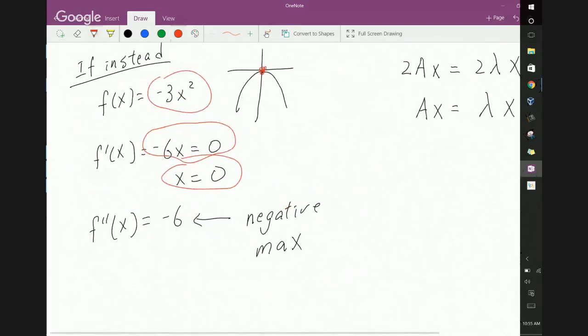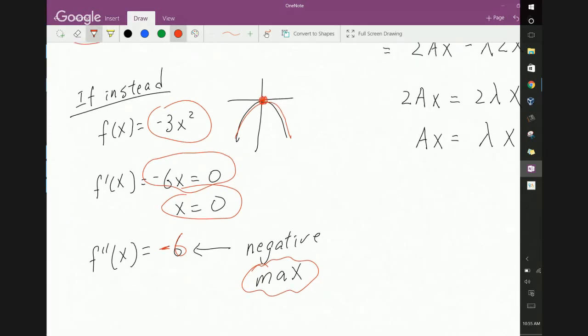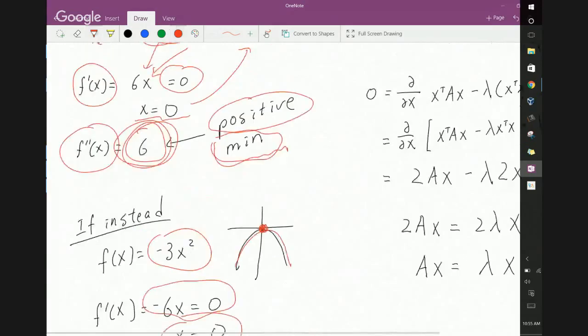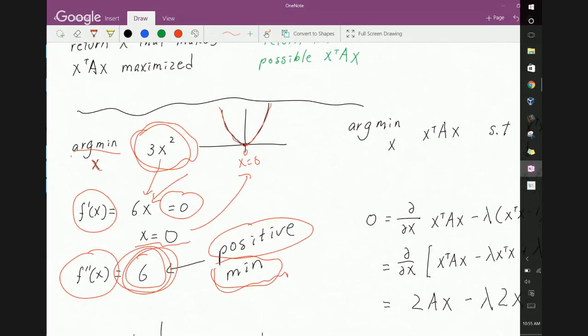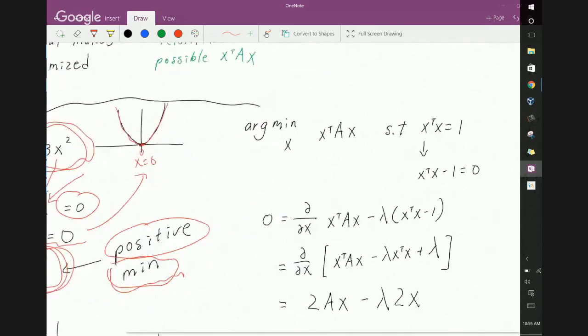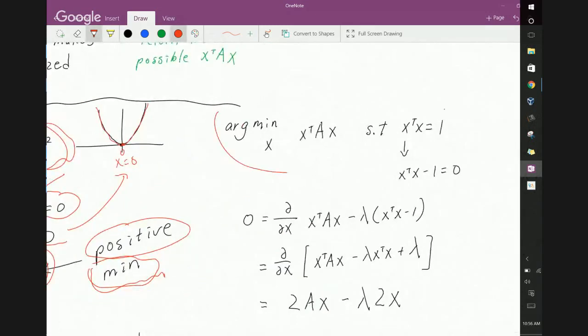Over here, if it's a negative value, it means that it's a maximum. See? So taking the first derivative tells us the point. Taking the second derivative tells us whether it's a maximum or a minimum. Now, this could be translated into the matrix format when we start dealing with argmax of this whole thing.